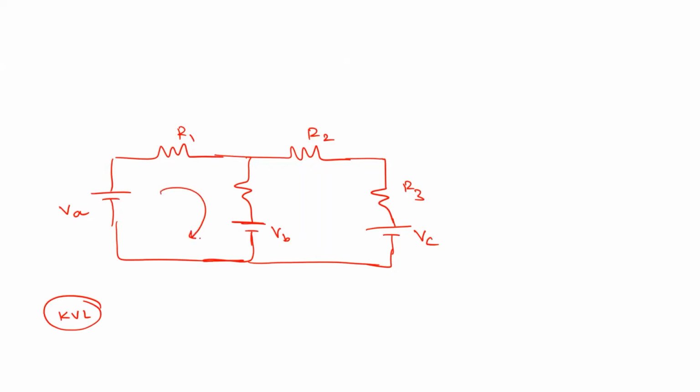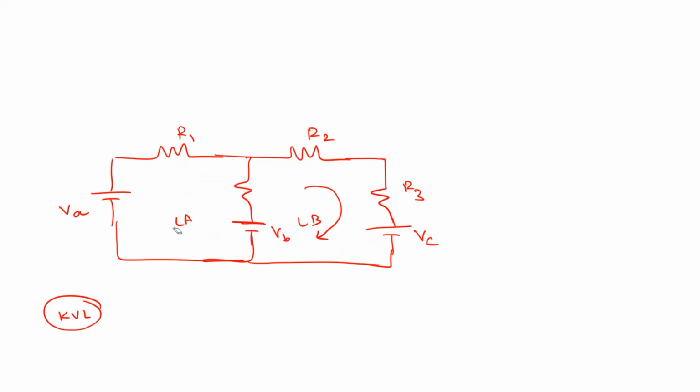So this is one loop, this is another loop, and the other one is like this, right? Agree? These are known as loops. A loop is a closed path in a circuit. So this is loop A, this is loop B, and this is loop C.